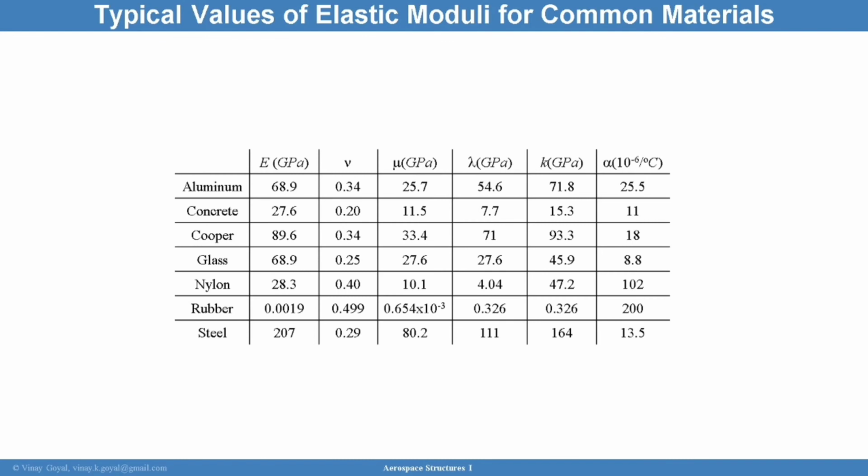Here are typical values of elastic moduli. I think it's worth remembering some of them. For aluminum, E in British units is usually 10 MSI, in GPa about 70 GPa. The Poisson ratio, as you can see, varies anywhere between 0.2 and 0.3. Metals are usually in the 0.3 range, and rubber is close to 0.5 because it's incompressible.